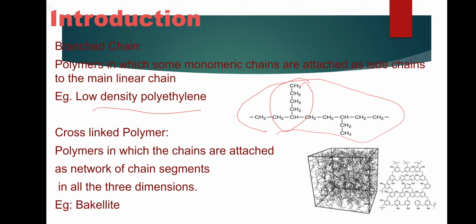Low density polyethylene is an example. What is low density and what is high density, we'll see later. Then cross-linked polymer. A polymer in which the chains are attached as a network of chain segments in all 3 dimensions. See, like this, in 3 dimensions it is connected like a net, and that structure is what we call a cross-linked polymer. Example, bakelite. Okay.